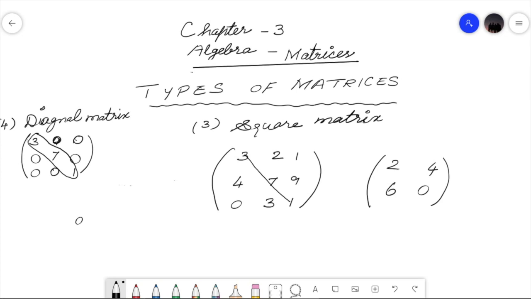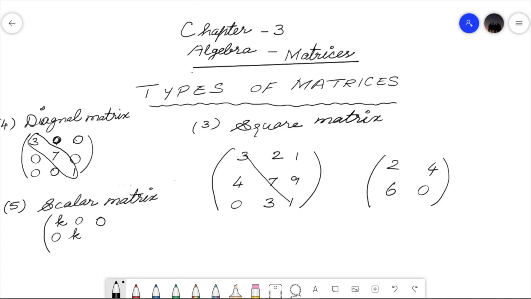Okay, and now come to scalar matrix. Scalar matrix. In a scalar matrix, it is the same as a diagonal matrix, with a small difference. That is, only the diagonal will have some value.